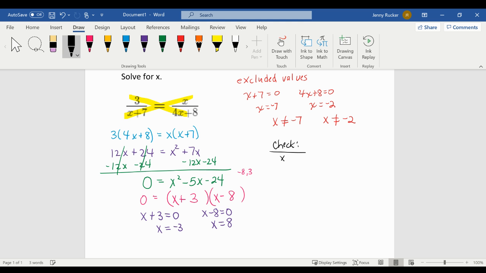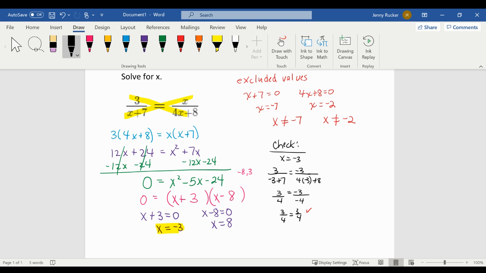So let's check x is equal to negative 3 first. This would be 3 over negative 3 plus 7, which is 3 over 4. That would be negative 3 over 4 times negative 3 plus 8. So that is negative 3 over negative 12 plus 8 would be negative 4. So here we get 3/4 is equal to 3/4. So the solution of x equals negative 3 has checked.